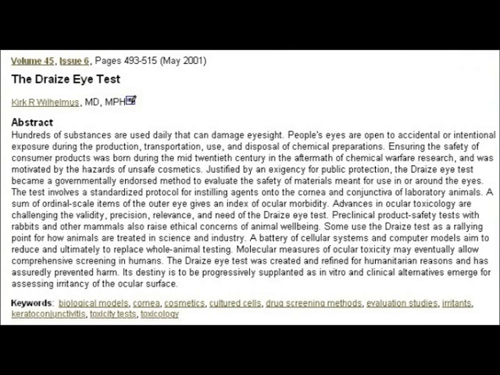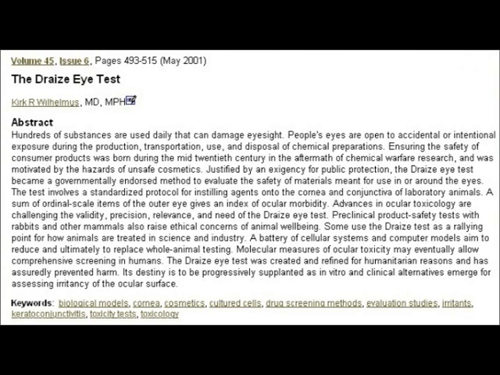The test involves a standardized protocol for instilling agents onto the cornea and conjunctiva of laboratory animals. A sum of ordinal scale items of the outer eye gives an index of ocular morbidity. Advances in ocular toxicology are challenging the validity, precision, relevance and need of the Draize Eye test. Preclinical product safety tests with rabbits and other mammals also raise ethical concerns of animal well-being.